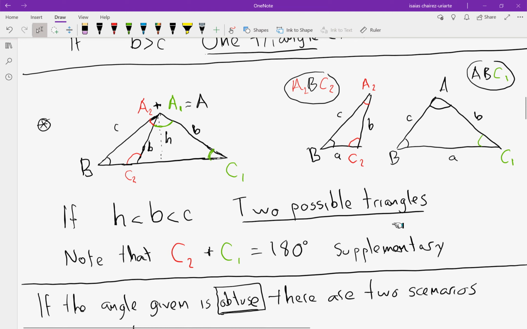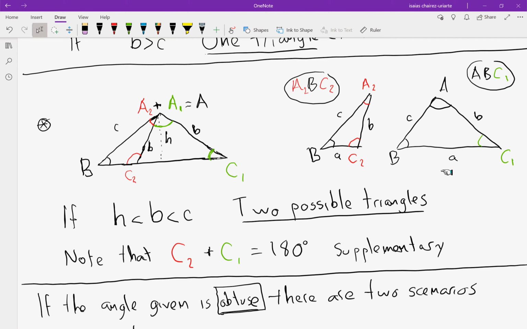This picture right here is kind of crowded, but I've sketched the two possible triangles over here. This is one of the triangles. I'm going to call it A2, B, C2, and you can see it over here on the left of this picture. The other triangle, I'm calling it A, B, C1, and that's just the bigger picture here. A is this big angle over here, B is what was given to us, and C1. Those are the two triangles that could possibly result from this information.